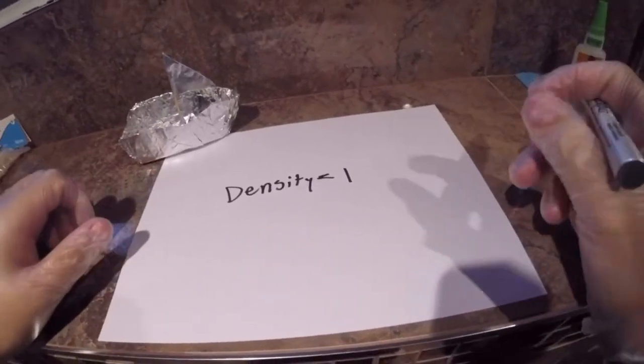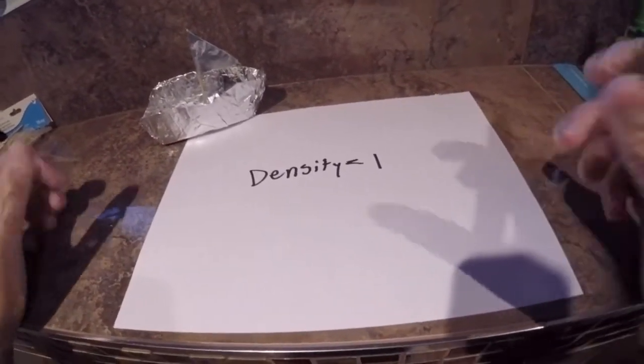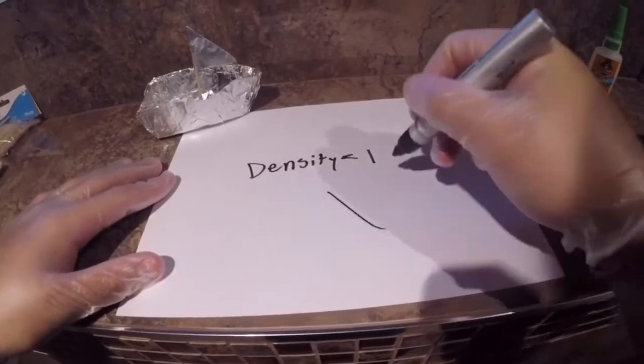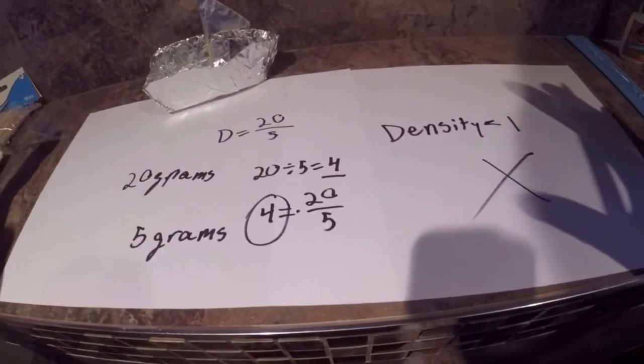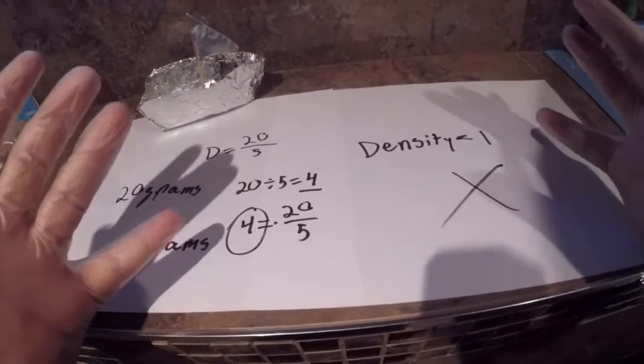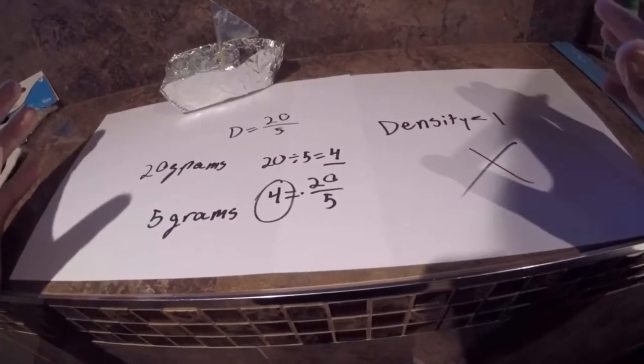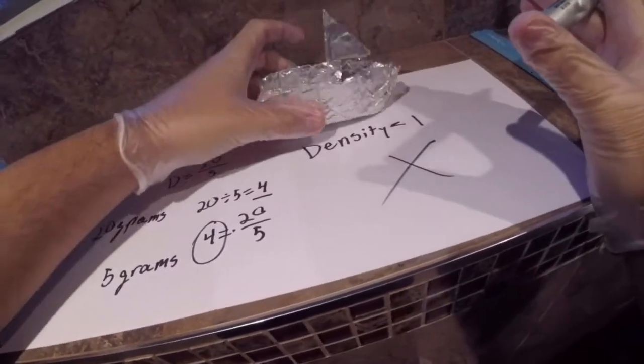So do you remember, guys, how on the last problem that we did, our answer was 4? That means that that object would not float. Now, why is that? Because 4 is greater than 1. In order for an object to float, the density of that certain object has to be less than 1.